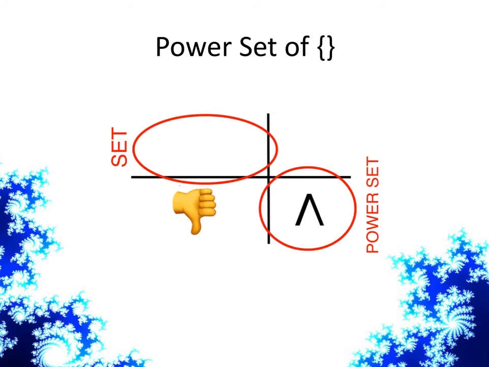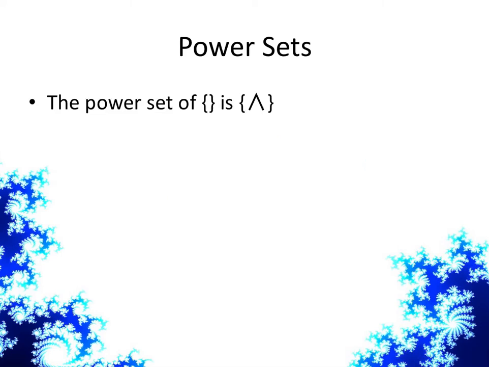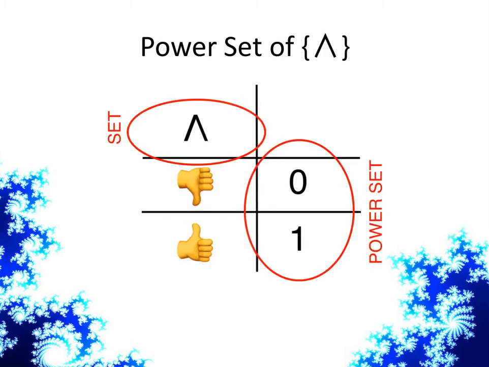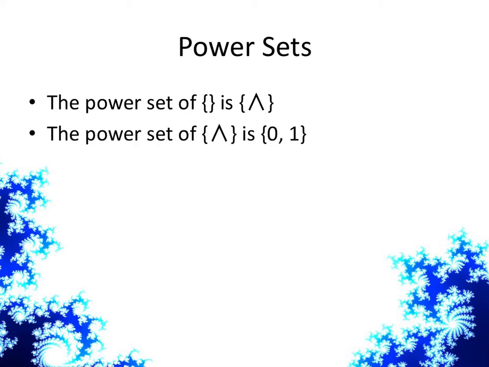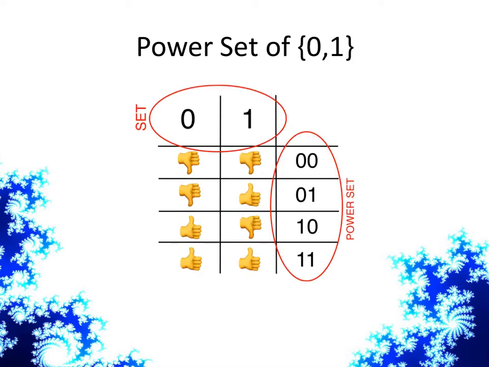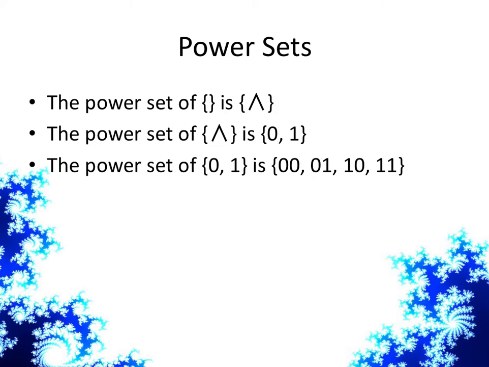So, let's go over it again. The power set of the empty set is just going to be a set containing the null string. The power set of the set containing the null string is a set containing 0 and 1. The power set of 0 and 1 is going to be the set containing all binary strings of length 2. And there it is. The power set of the set 0, 1 is the set containing 4 binary strings of length 2.